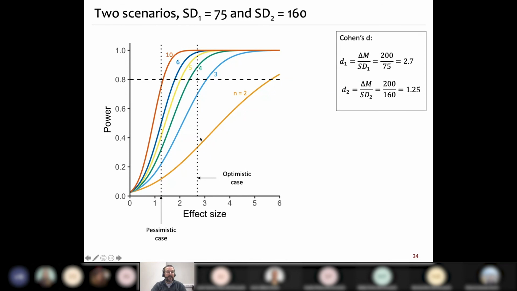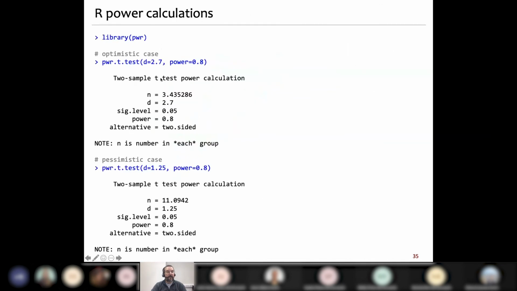dotted lines. This is the optimistic case, and to achieve power of 0.8, you need, well, at least 3, maybe 4 replicas. But in the pessimistic case, you see, to get this power, you will need more than 10 replicas. You can find these numbers exactly in R. You perform a power.t.test for effect size of 2.7. This is our optimistic case. And that gives you a required sample size of just over 3, let's say 4. But in the pessimistic case, the required sample is 11 or so.